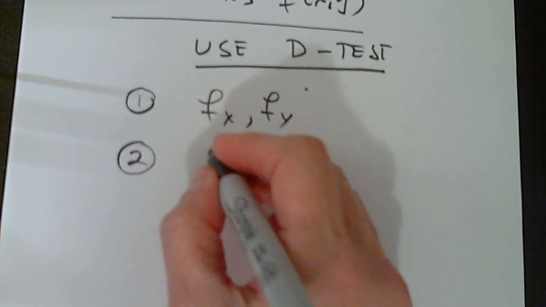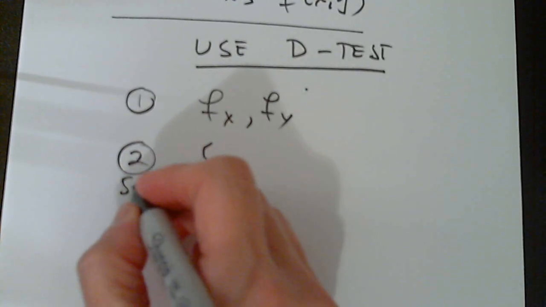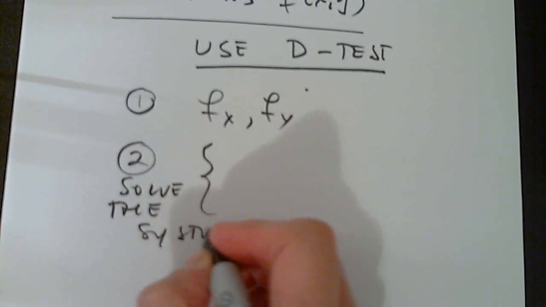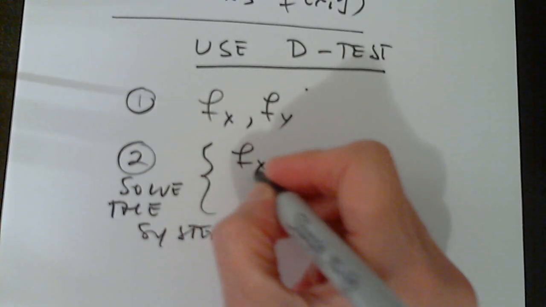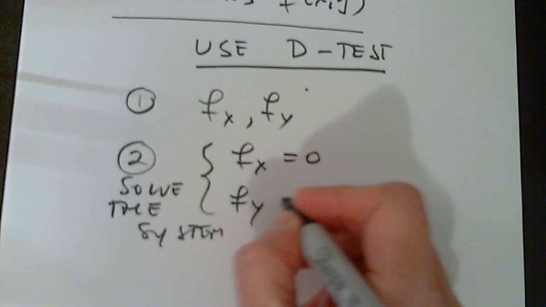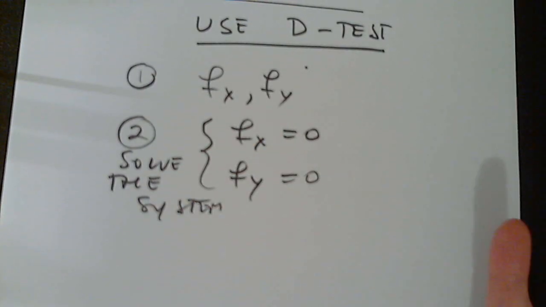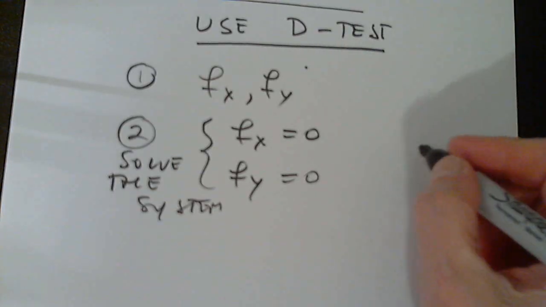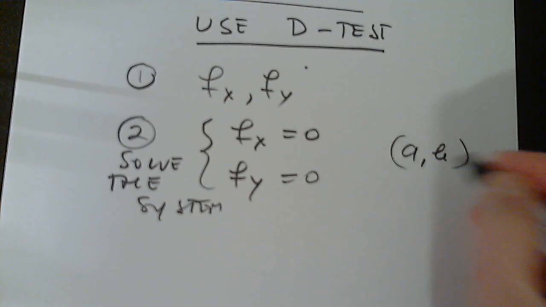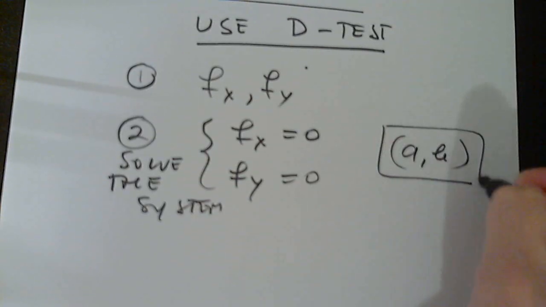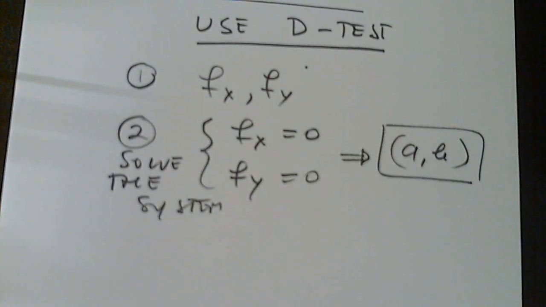Then step number 2, solve the system fx = 0, fy = 0. Let's suppose we get a solution. As an example, the solution is a, b. We may get more than one solution. It's just an example. Let's say we get a solution from here.